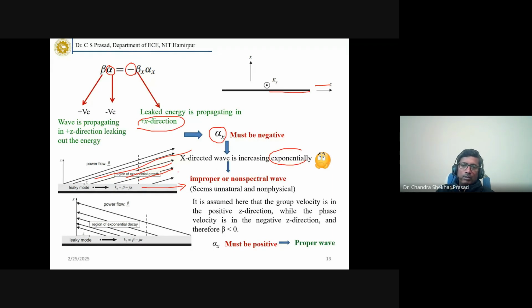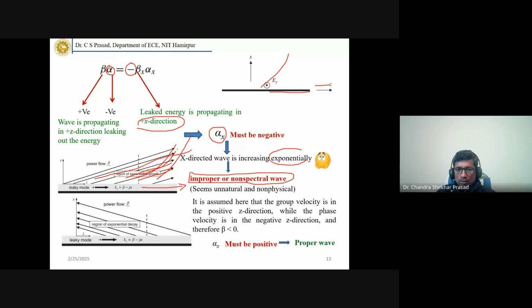So the wave is traveling in this direction, and the radiation outside the structure, or in the x direction, is increasing. So this seems like an improper or non-spectral wave, because the wave is traveling and your energy outside is increasing, right? So this is called an improper or non-spectral wave. So basically, physically, that is not happening.